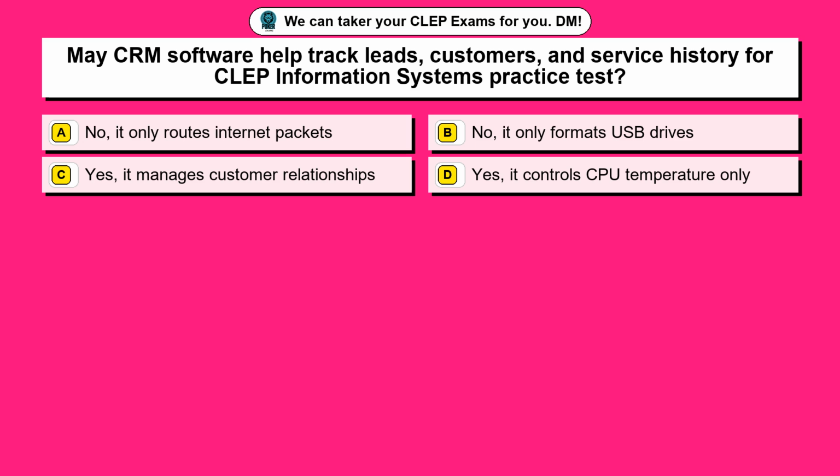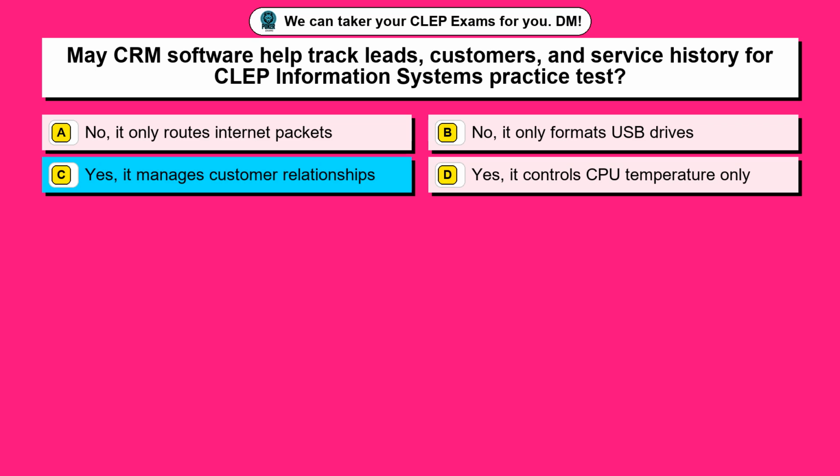Question 15. May CRM software help track leads, customers, and service history for CLEP Information Systems practice test? Option A. No, it only routes internet packets. Option B. No, it only formats USB drives. Option C. Yes, it manages customer relationships. Option D. Yes, it controls CPU temperature only. The correct answer is option C.